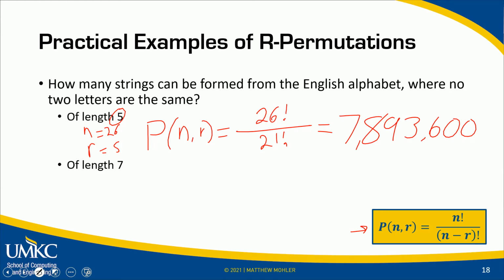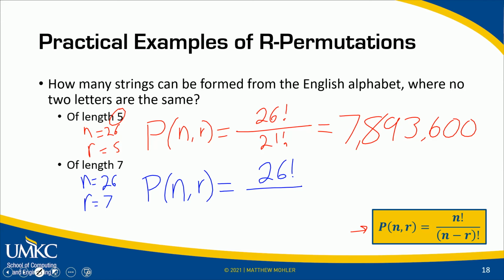Now, if we wanted to ask that same question, but instead do it of length 7, well, N has not changed. We're still dealing with the English alphabet. There are 26 possible letters to select from. But now our R, the length of the permutations that we are making, has changed. It is now 7. So using the same handy-dandy formula from the corner of the slide, we can say that the number of permutations from a set of 26 elements that are of length 7 is going to be equal to N factorial, or 26 factorial.